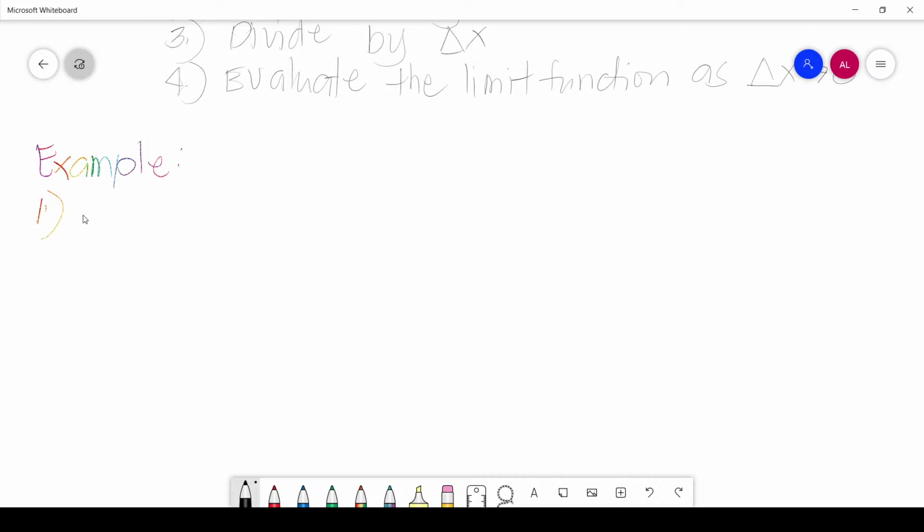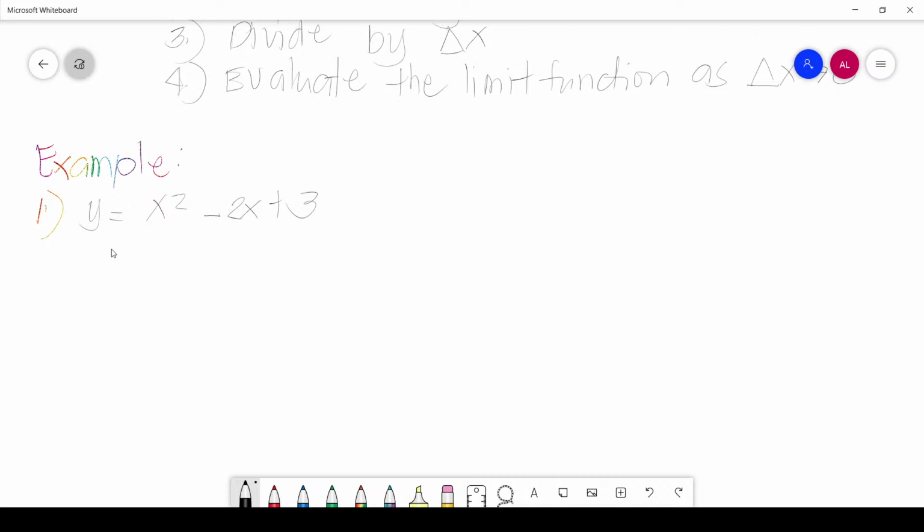So let us try to find the derivative of the function y equals x squared minus 2x plus 3. It will be easy if it's an example, but with assignments it gets harder. Okay? So, let's try to find the derivative of this function.